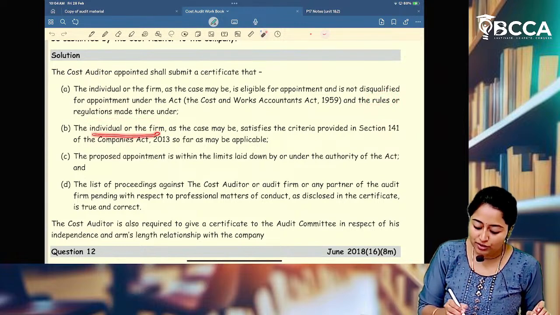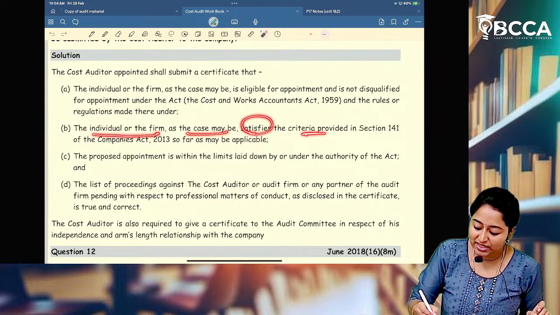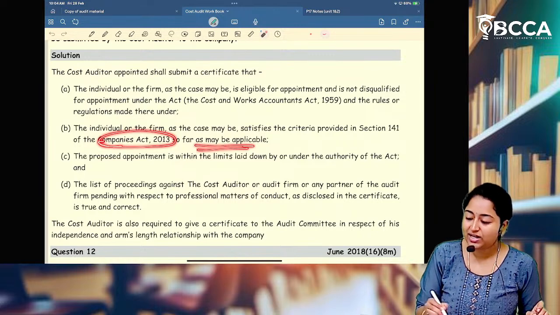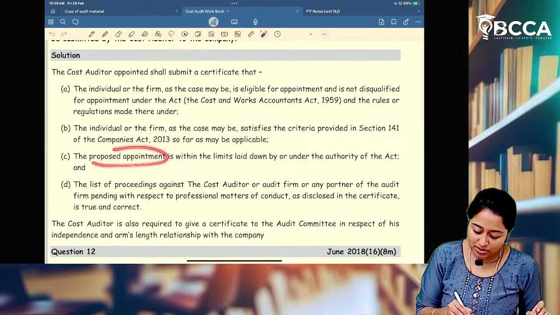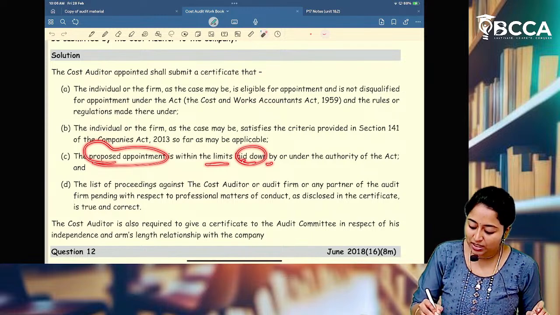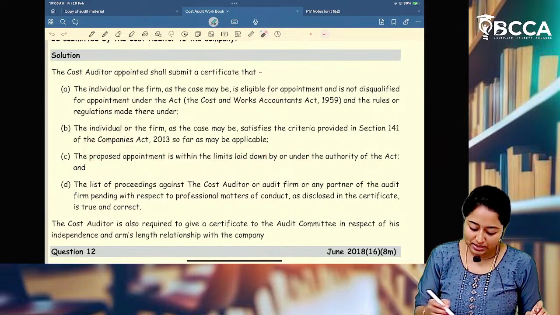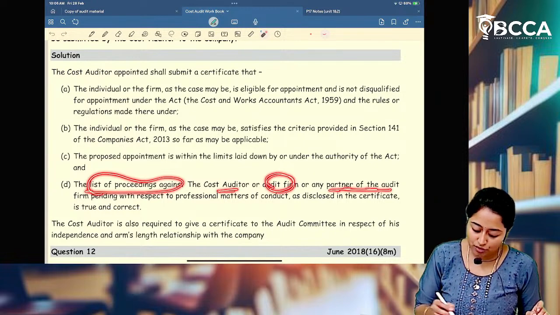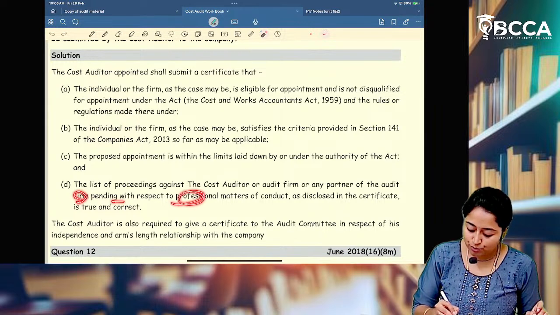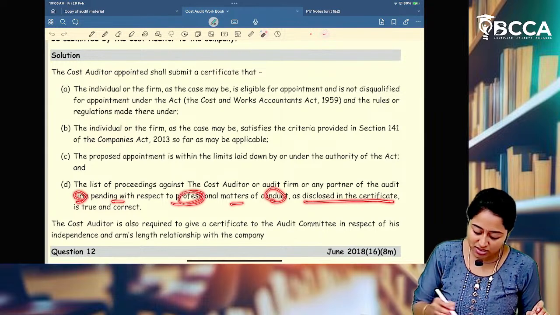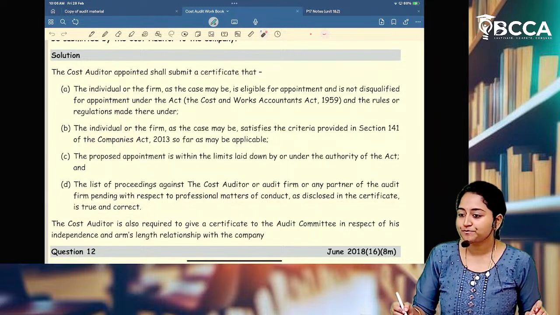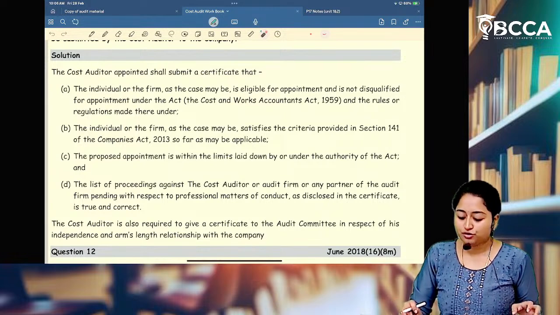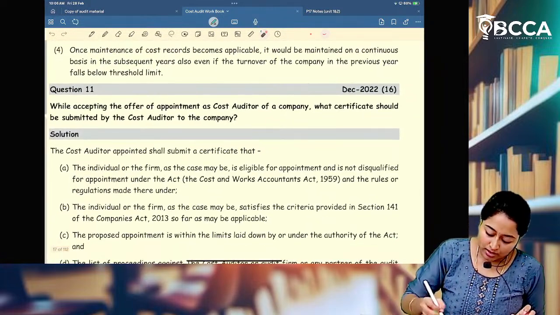The individual or the firm, as the case may be, satisfies the criteria provided under Section 141 of the Companies Act 2013 as far as may be applicable. The proposed appointment is within the limits laid down by or under the authority of the Act. The list of proceedings against the cost auditor or audit firm or any partner of the audit firm pending with respect to professional matters of conduct, as disclosed in the certificate, is true and correct. So these are the contents which should be given in the appointment of cost auditor.